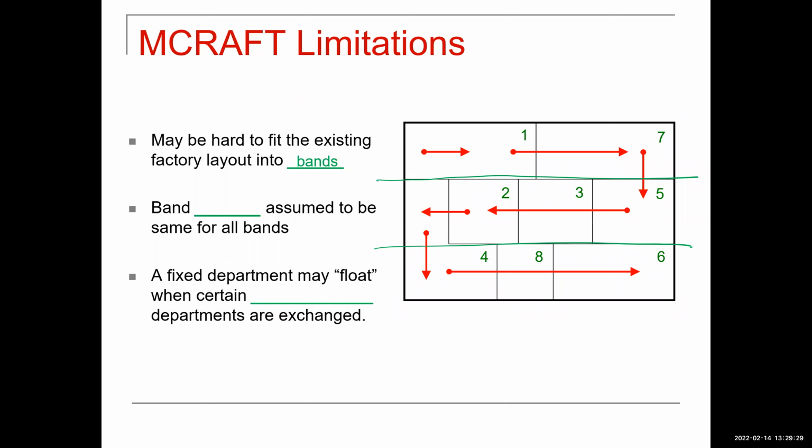Limitations: it may be hard to fit the existing factory layout into bands. So if you don't have something like this, in which you can easily show that you can split it into 3 bands, which is what this portion is doing, then 4 doesn't necessarily fit into a single band. So that will be challenging. Bandwidth is assumed to be the same for all bands. And a fixed department may float when certain non-equal area departments are exchanged. So those are the limitations of this mCRAFT version of CRAFT.